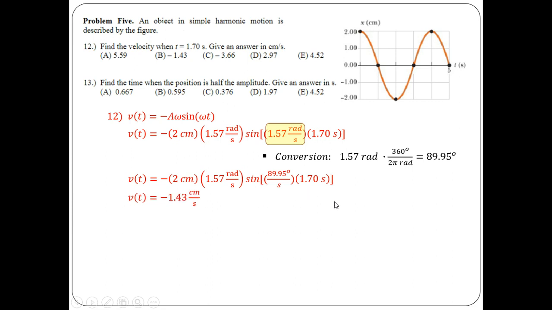Units cancel out. And if you do that, you should get a velocity of negative 1.43 centimeters per second, which is choice B. All right, let's do 13.